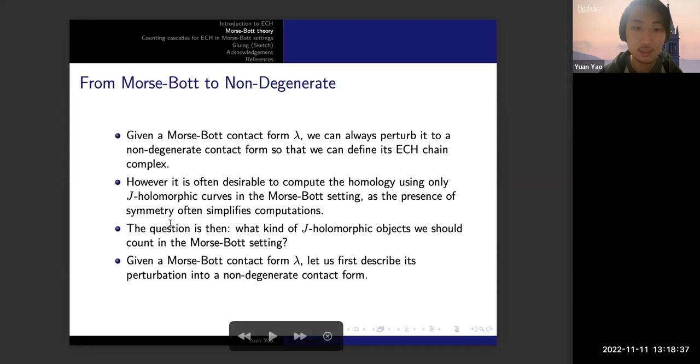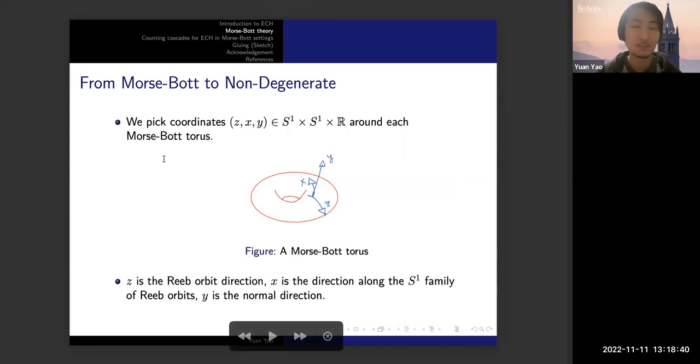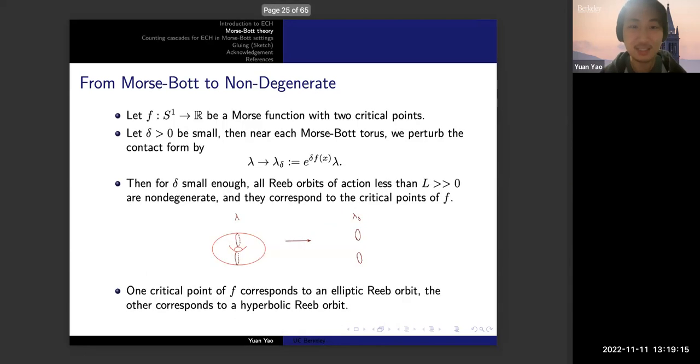Okay, so as I said, the Reeb orbits come in S1 families, so they foliate a torus. So let's look at such a torus. Here I've put coordinates. Z is the Reeb direction, so moving in the Z direction is like going along a Reeb orbit. And X is the S1 family direction, so moving to different values of X corresponds to moving to different Reeb orbits in this S1 family. And Y is the normal direction to this Morse-Bott torus. Okay, observe this picture. So how do I perturb it into a non-degenerate picture?